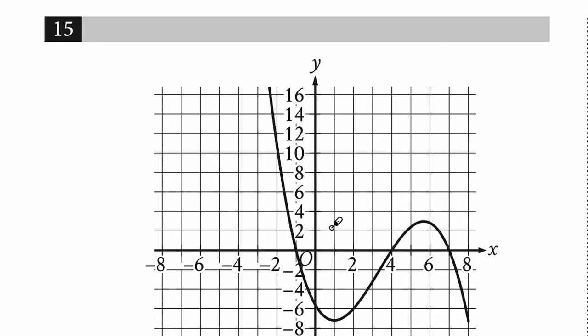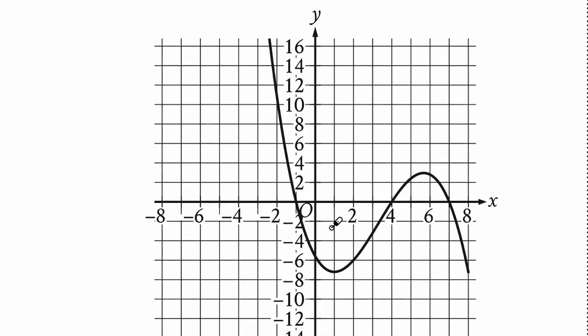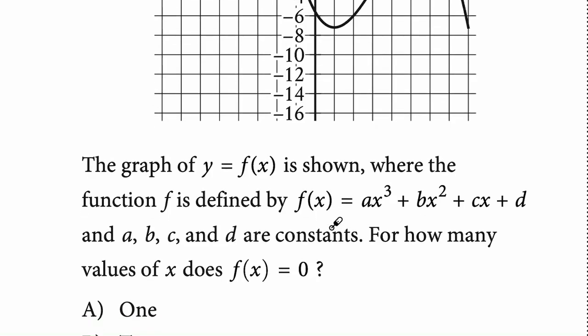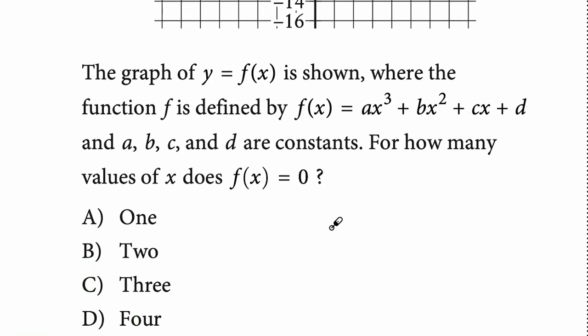Question number 15, a graph is given to us. The graph of y is equal to f(x) is shown, where the function f is defined by f(x) = ax³ + bx² + cx + d. It's a cubic polynomial where a, b, c, d are constants. For how many values of x does f(x) equal 0?